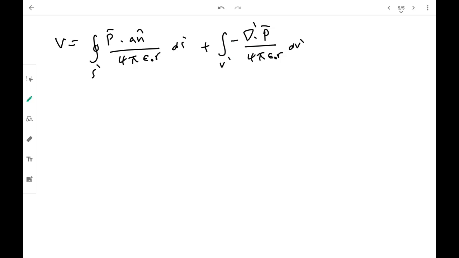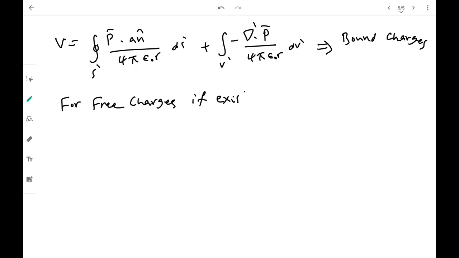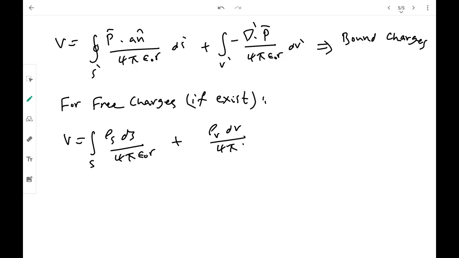Now these two terms are used to find the potential due to the bound charges or polarized charges, while for free charges, if they exist, we will calculate based on the equation previously described in chapter 4: V equal rho s ds over 4 by epsilon naught R using Coulomb's law, integration over S for free surface charge distribution, plus rho v dv over 4 by epsilon naught R, integration over volume for free volume charge distribution, if they exist.